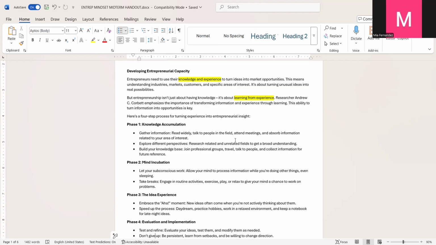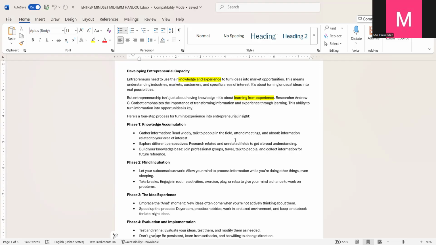Then after that, you will proceed to phase two, which is mind incubation. After you have worked so hard and studied so hard, it's time for your mind to relax. Do some relaxing activities, like exercise, or maybe have a break, go to a travel destination, or somewhere that could give you peace. And then once your brain has already relaxed, suddenly a solution will come to your mind.